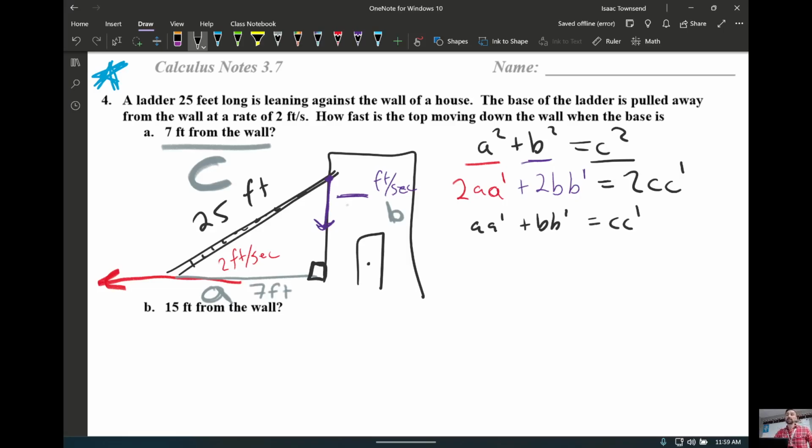I will even add that these questions are common enough that some students just memorize this so they can skip those first 2 steps. I don't really recommend that, but I don't want you to have to memorize anything that you don't have to memorize, but I just tell you that that's how common it is.